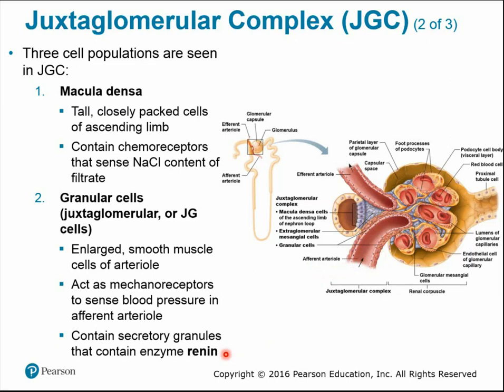Right? So if blood pressure gets too low, since the kidneys are constantly filtering the blood, they're also monitoring our blood pressure. So if blood pressure gets too low, these granular cells or JG cells of the afferent arteriole will detect that and release the renin, which would kickstart our aldosterone mechanism to increase blood pressure.